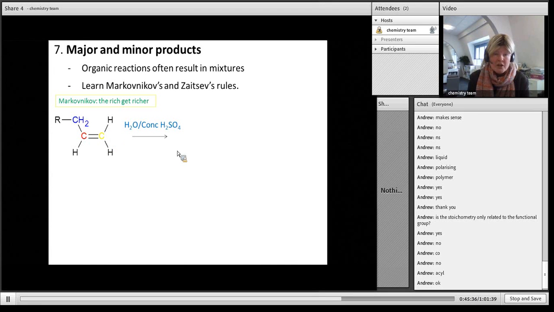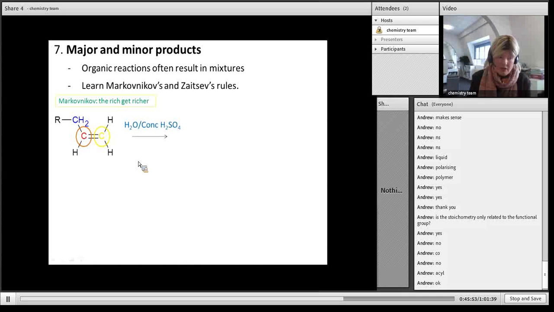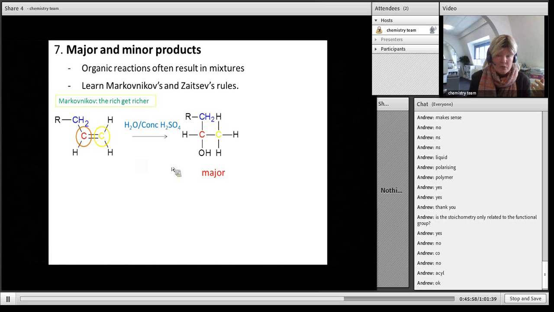So here I've got water and concentrated sulfuric acid. This is my rich carbon because it's got 2, whereas my other one has only got 1. So can you see my yellow carbon is more rich in hydrogens than my red one? So the incoming hydrogen is going to go to the yellow. So can you see there were my 2 and I've added the hydrogen to that. And my OH, because I'm adding on HOH. So HOH, that's what I've added on.